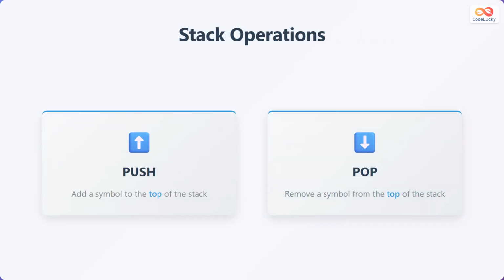The stack in a pushdown automaton operates using two primary actions: push and pop. Push adds a symbol to the top of the stack. Think of it as placing another plate on the stack. Pop, on the other hand, removes the symbol from the top of the stack, like taking the top plate off the stack.